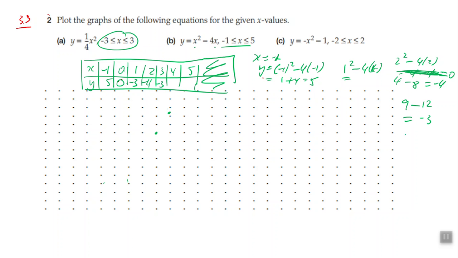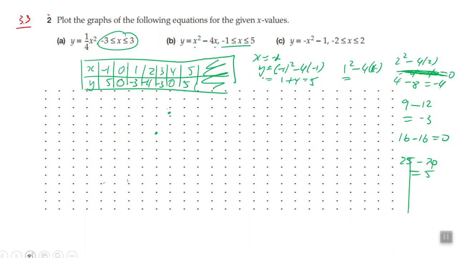When x is 4, you get 4 squared, which is 16, minus 4 times 4, which is also 16, so that gives you 0. When x is 5, 5 squared is 25, minus 4 times 5 is 20. That gives you +5. So we've done our table of values.